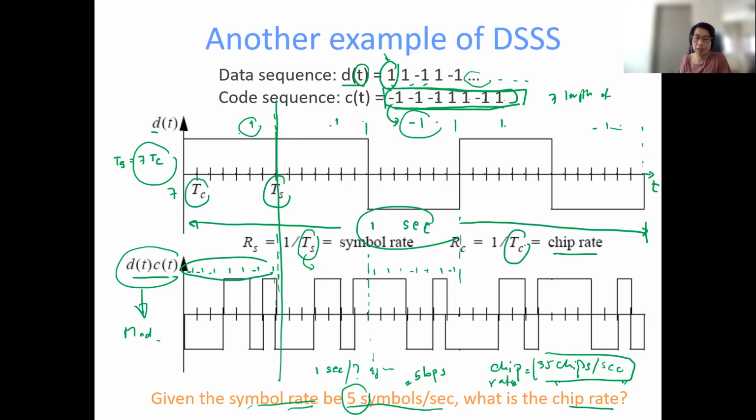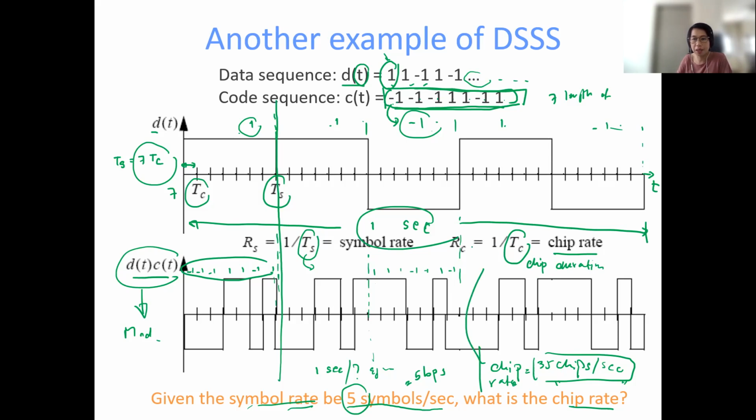If I ask you to find the chip duration, this TC, this is chip duration. What is the chip duration? Chip duration means the time that you use to send one chip. So in here, this is TC, right? This is the time that you send one chip. So it means that, if you know the chip rate already, then you can easily make a conversion, right?